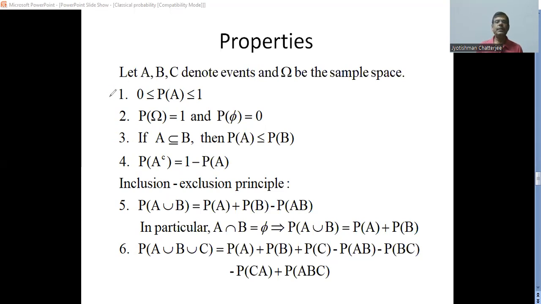Let me take this one first. 0 is less than or equal to, by the way, here A, B, C, all these will denote some events, and omega is the sample space. Okay. So the picture is like this.